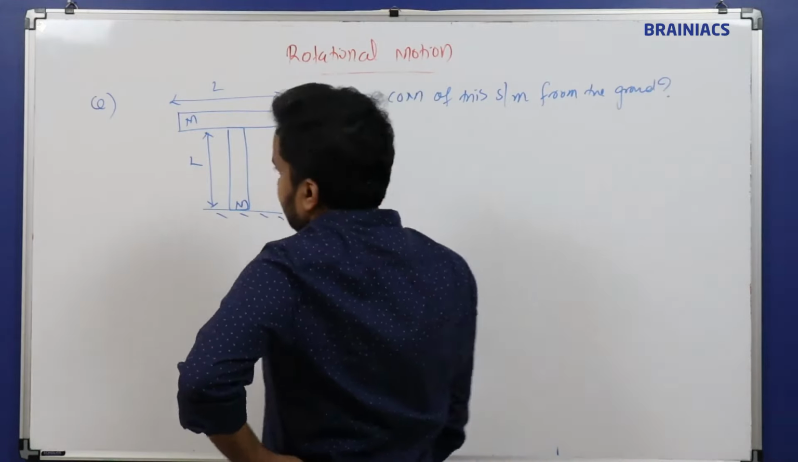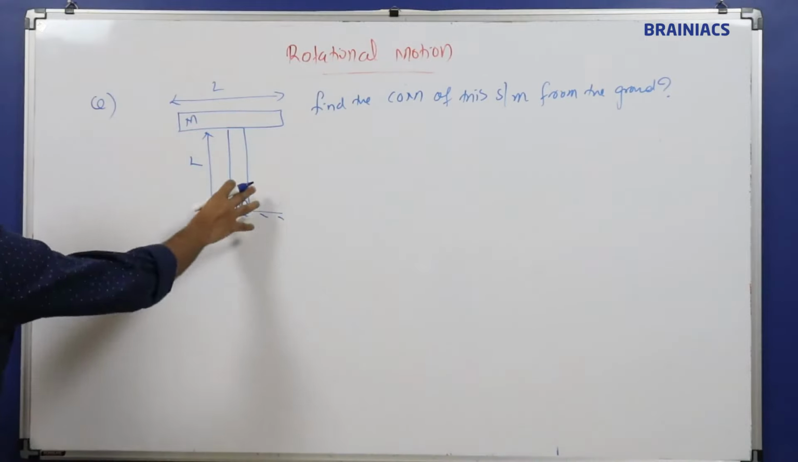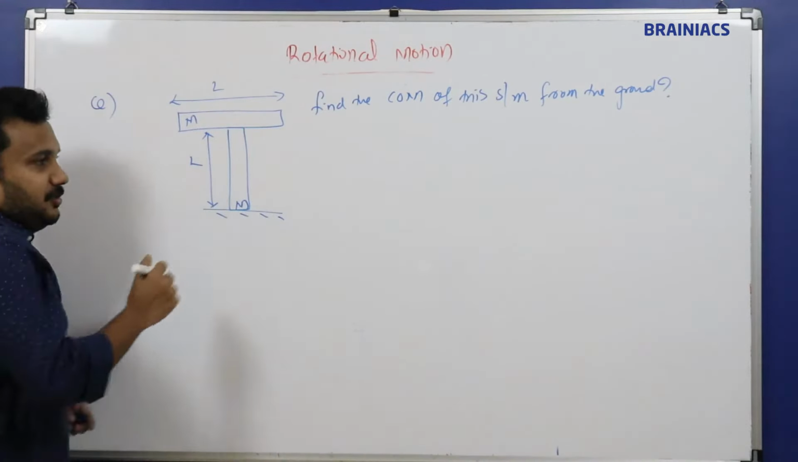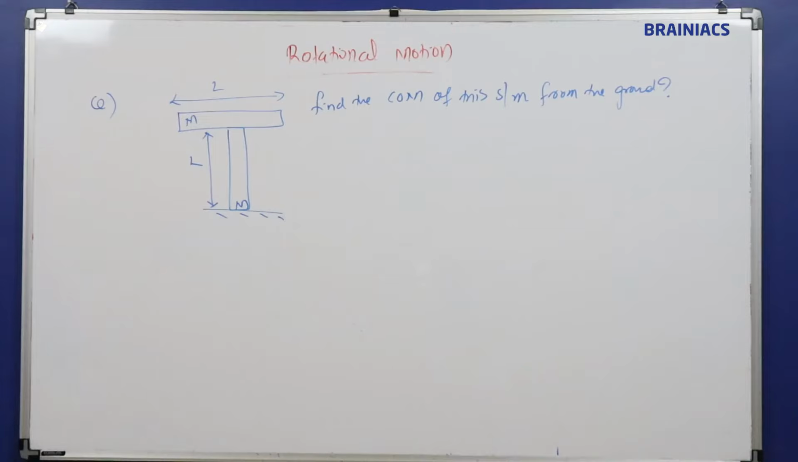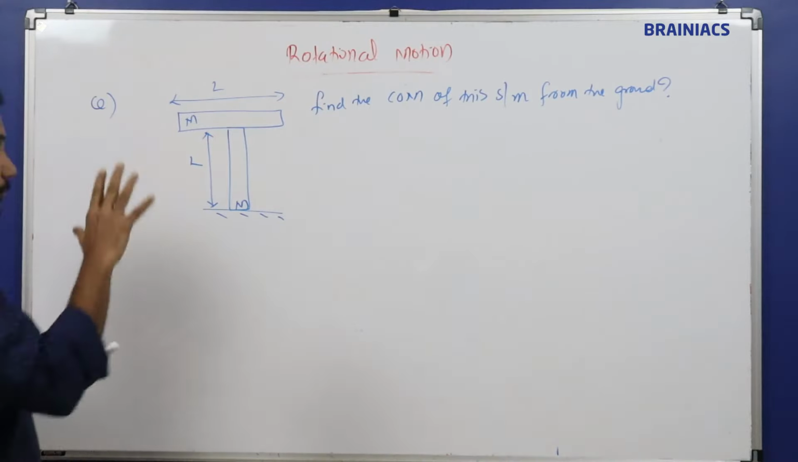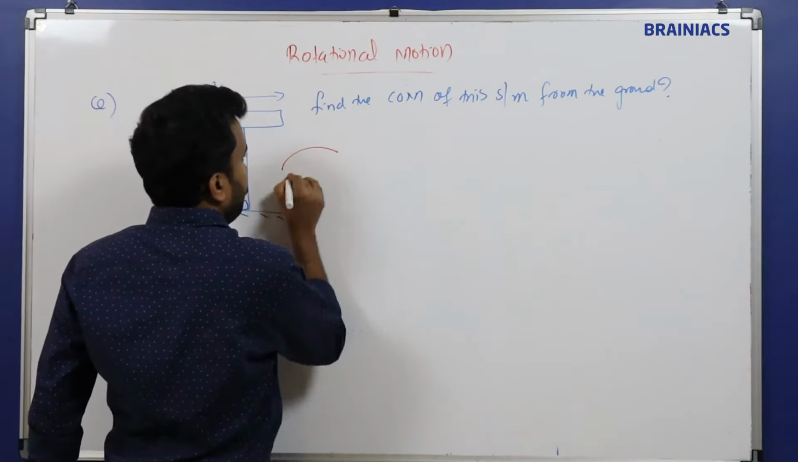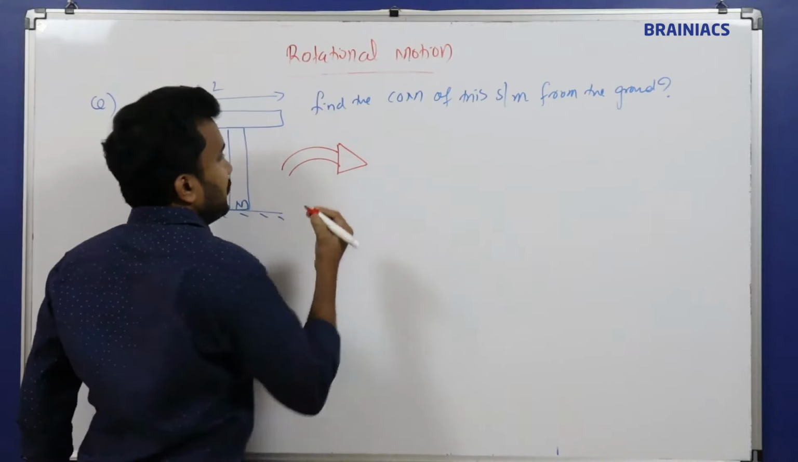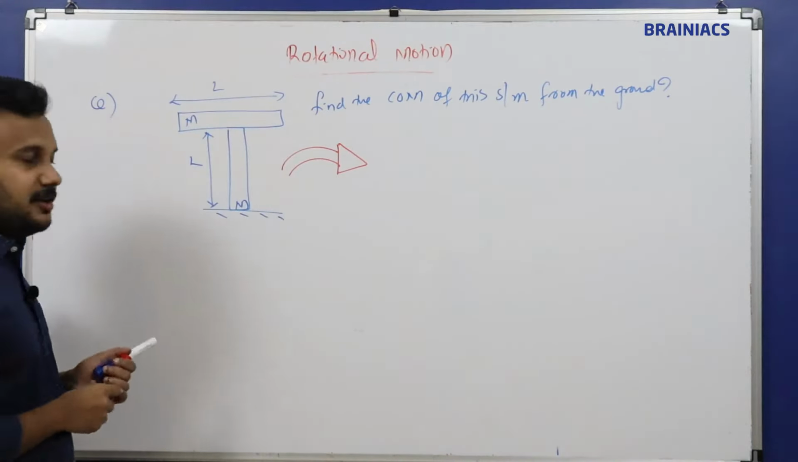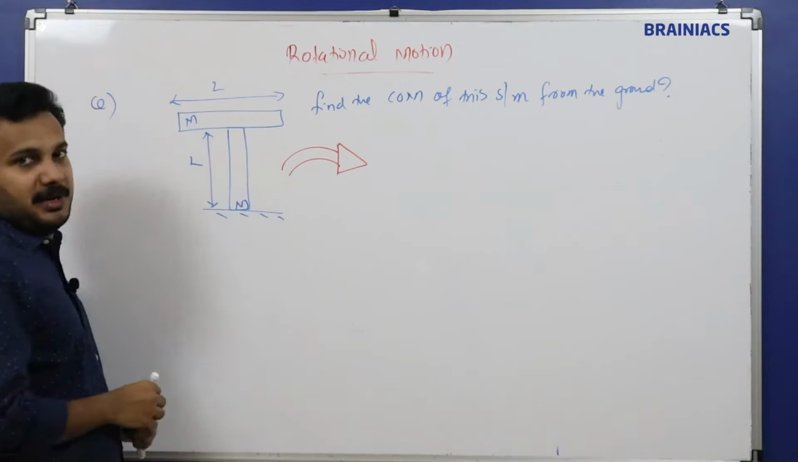Find the center of mass of the system from the ground. Ground in the center of mass, how much height? For this question, for all this type of model, you have to do a transition. What is the transition I am talking about? You want to make it as a two particle system.